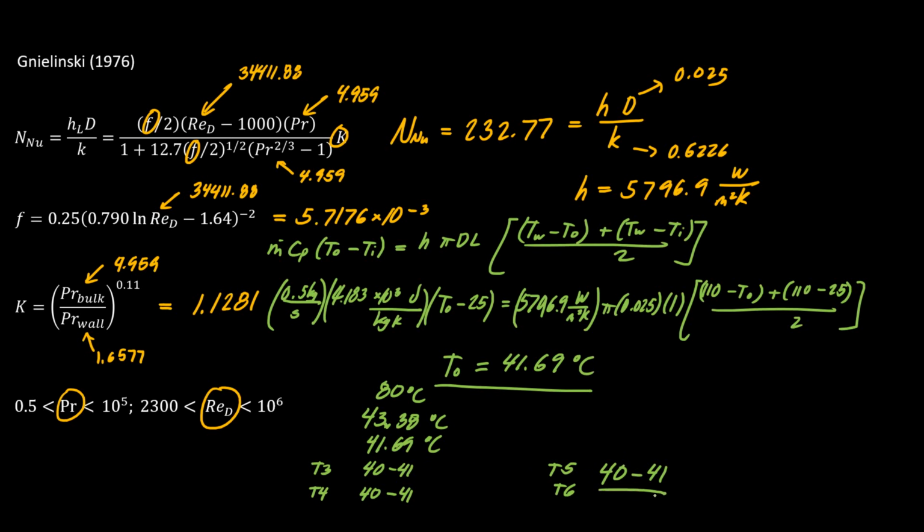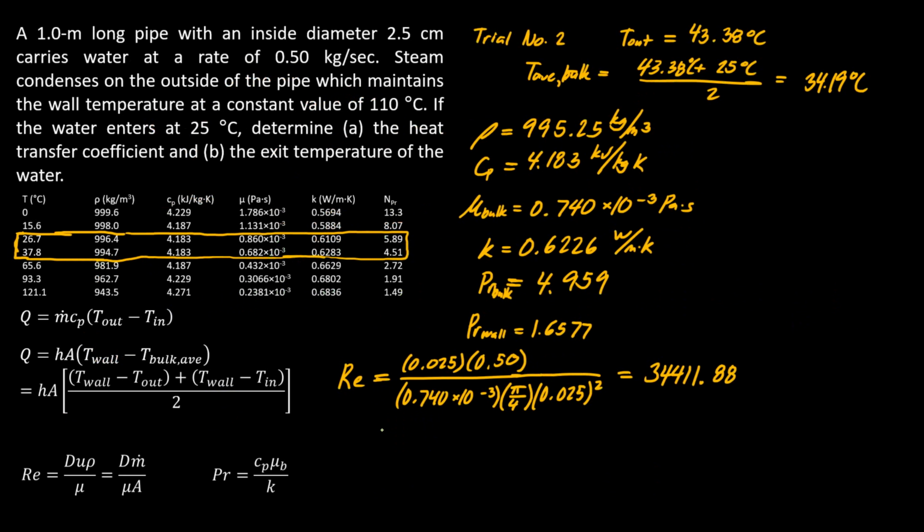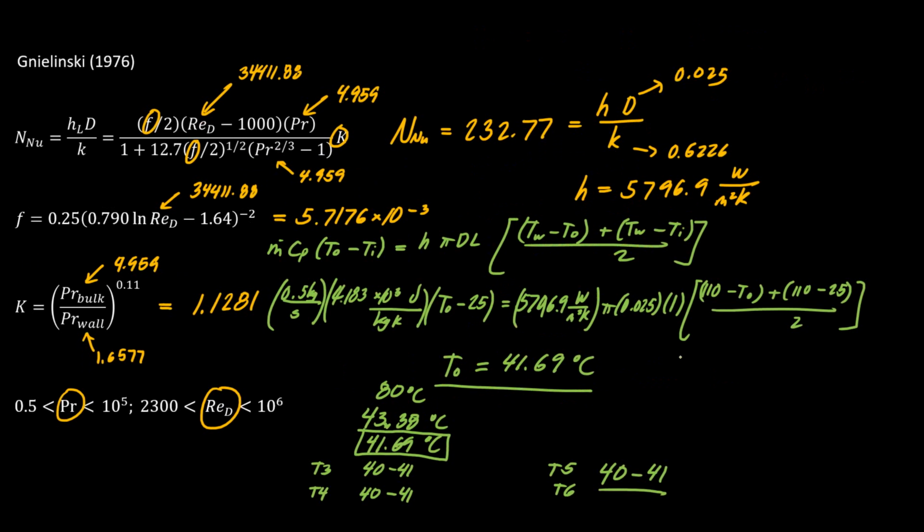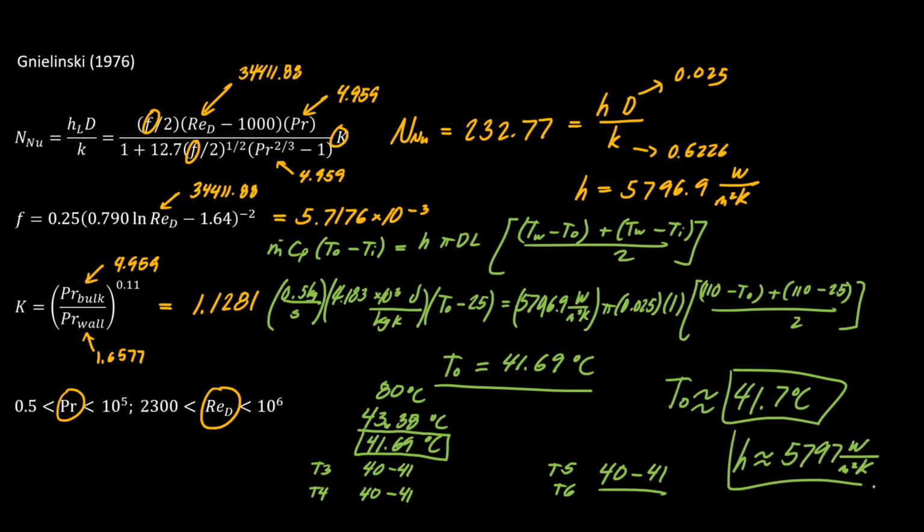The values obtained will not change too much, and that value you will obtain at the subsequent trials for T, that is the final answer that you will write for this question. Letter B, the exit temperature is around 41.69. So let's just say 41.7 degrees Celsius. That is your estimate for the exiting temperature. And for the H, for now, for the second trial, let's say this is the coefficient of heat transfer.